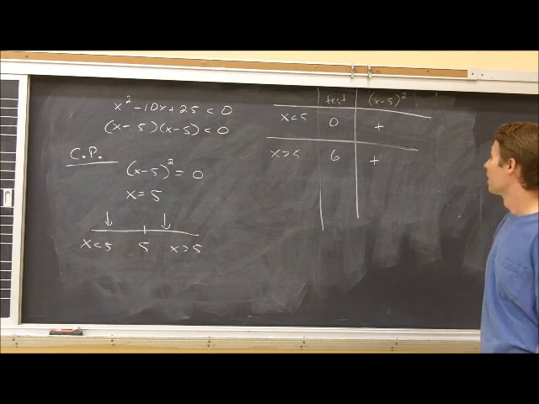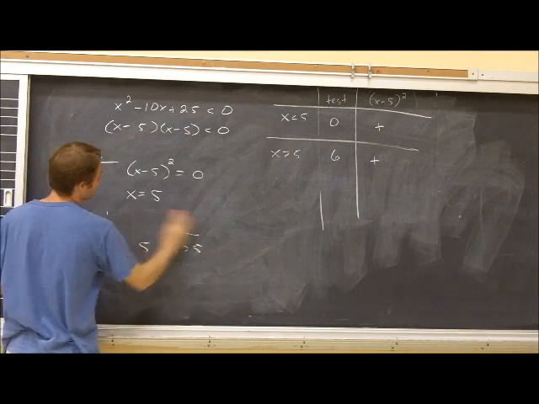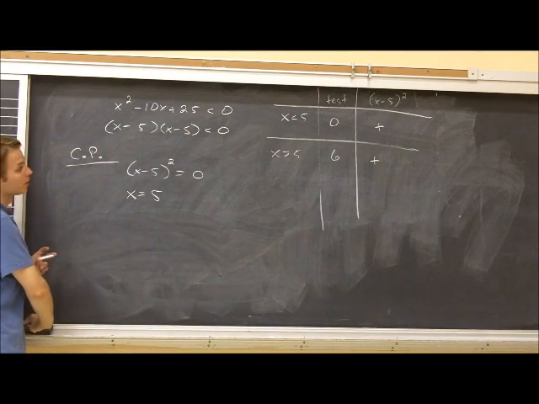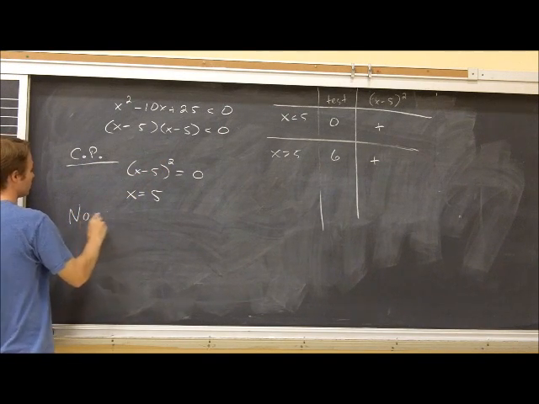So I go back to my question. It asks, where is this function less than 0? Well, it's never less than 0. Every interval, it's a positive number. So I'll say that there's actually no solution to this inequality.